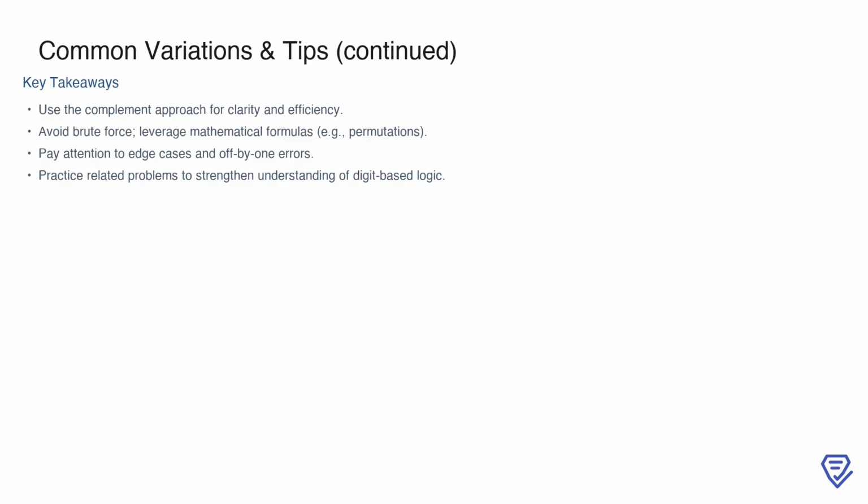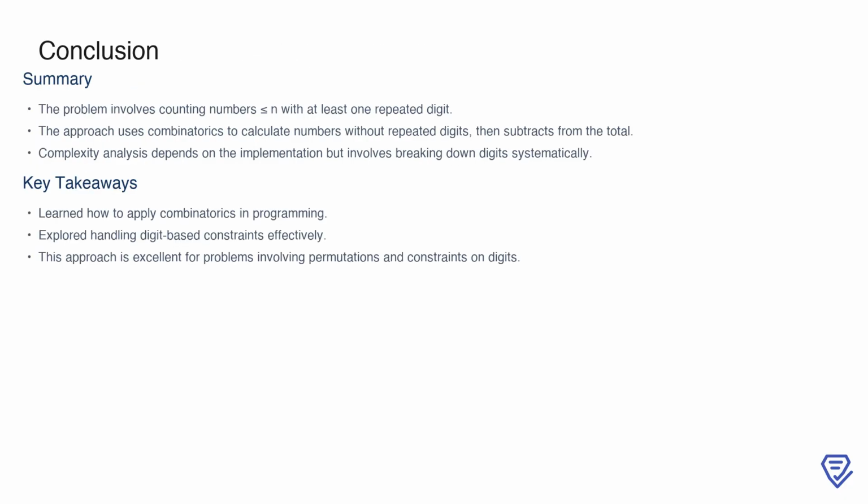Finally, practice related problems to deepen your understanding of digit-based logic. This will not only help you solve this problem more effectively but also prepare you for similar challenges in the future. Great job completing this problem. To recap, we used combinatorics to solve the challenge of counting numbers with repeated digits efficiently. This problem taught us how to handle digit constraints and apply logic systematically.